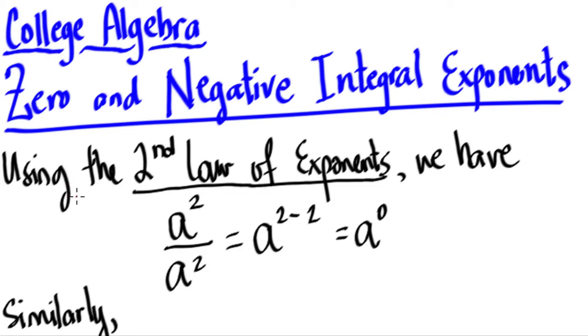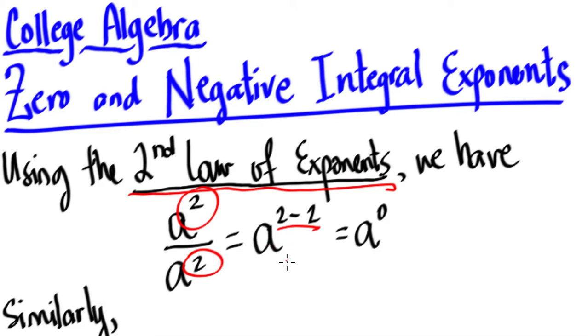So we need to first observe a certain phenomenon using the second law of exponents. Imagine we have a term which is raised to a number. Let's make it a specific example, a squared, divided by the same number, which is also a squared. So what will happen here? By the second law of exponents, we take the power in the numerator minus the power of the denominator. Thus, what we have is a squared minus 2.